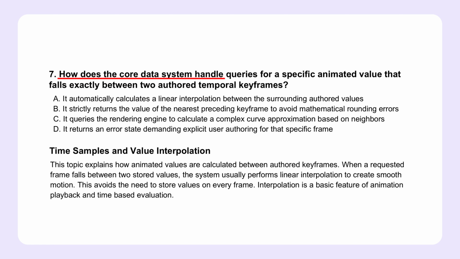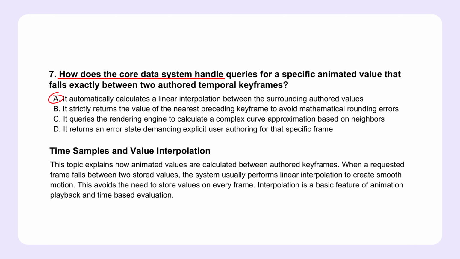So let's dismiss B, C, and D purely based on efficiency. The system doesn't just statically hold the previous frame like a stop-motion film. Right. It doesn't bog down the rendering engine with complex spline curve math just for basic data retrieval. And it definitely doesn't throw an error demanding you manually author every single frame. Option A is the correct answer.